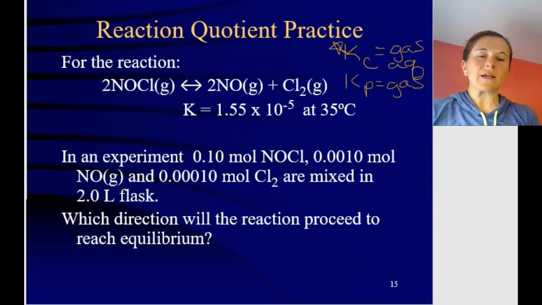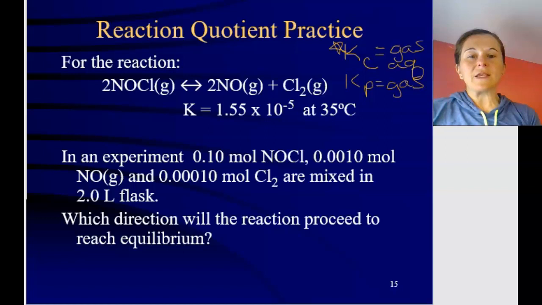So we've got all of these guys here. We've got our equilibrium constant and a temperature, because remember, temperature can change our rate of reaction. In an experiment, we've got some concentrations here.